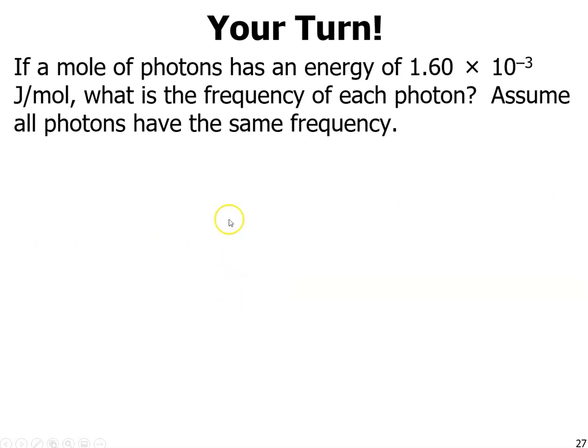Now I would like you to look at this: a mole of photons has an energy of 1.6 times 10 to the negative third joules per mole. What's the frequency of each photon? So we go back and look at that last question, use that same equation, but we have some different numbers to plug in. So solve this problem and post your answer in our Blackboard space.